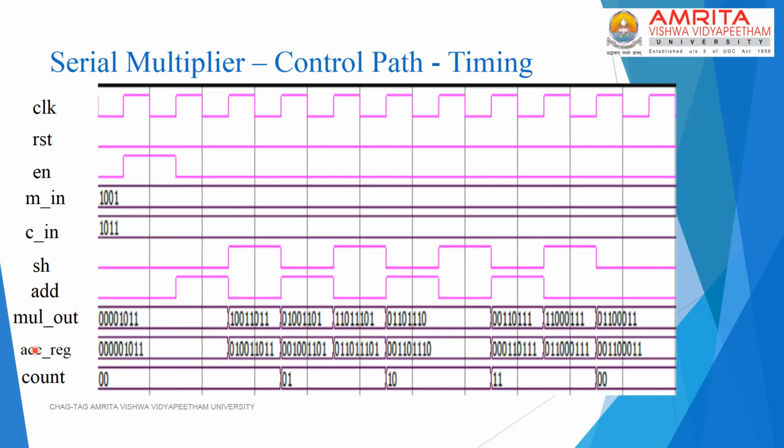So if this multiplier is part of an ALU, for instance, in a processor, this enable signal could be triggered by the loading of a multiplication instruction in the instruction register. So when the enable signal is asserted, the multiplication process is set in motion.